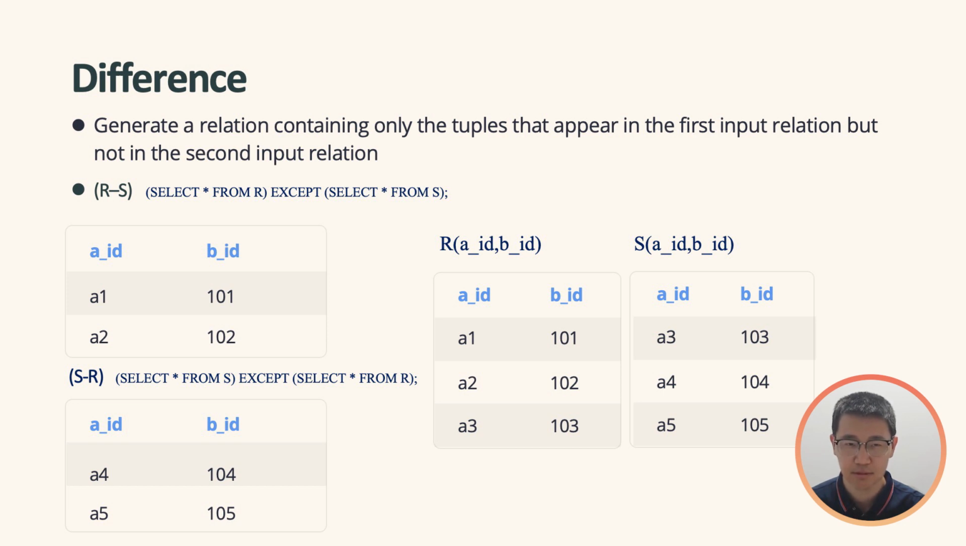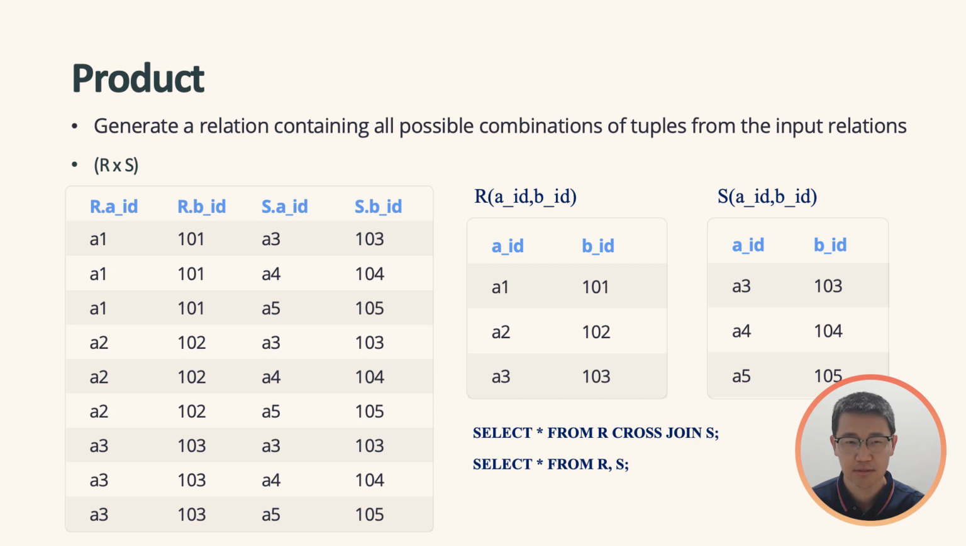As you can see from the SQL I wrote, it involves an except operation. Then there is a product operation. This is derived from the Cartesian product, where I input two relations. It automatically outputs a relation that contains all possible combinations of the input tuples. What are all possible combinations? It is the multiplicative relation, where I use this relation to multiply that relation.